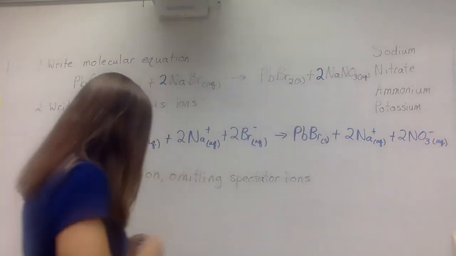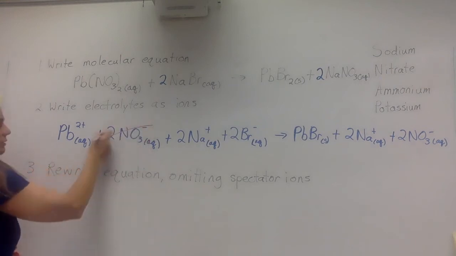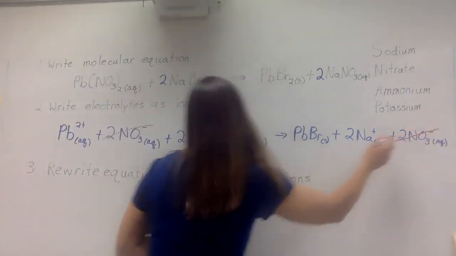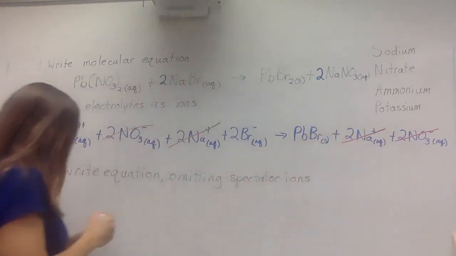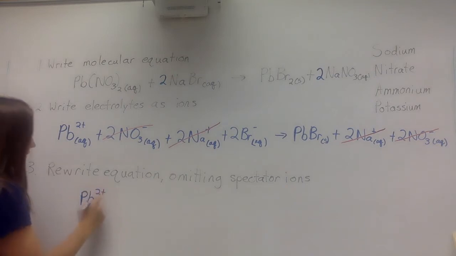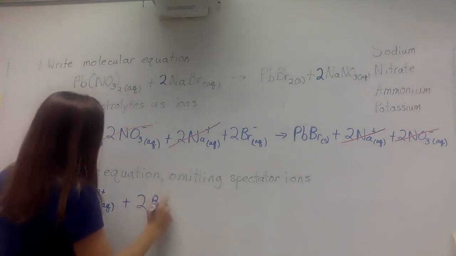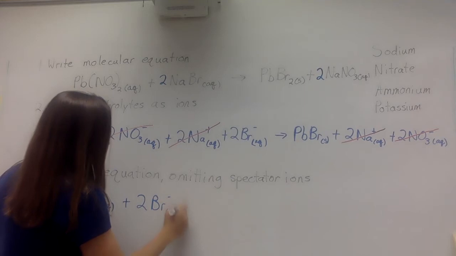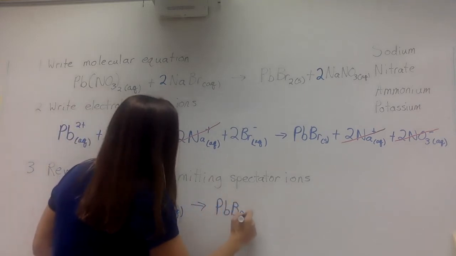We go through the same process again. Do we have anything that is on both sides of the equation? And the first thing I see is that these 2 nitrate ions are on both sides. And I see that these 2 sodium ions are on both sides. And so now I can rewrite my equation, omitting those spectator ions. And I write it as lead 2 ions in solution combined with 2 bromide ions in solution to form insoluble lead 2 bromide.